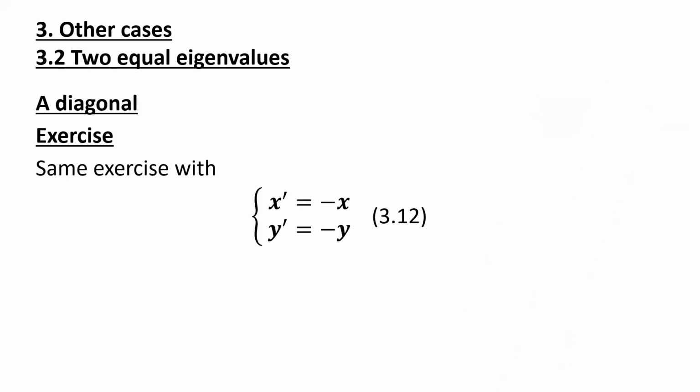So next, now, this one is very easy, but we have to draw the solutions, right? It's when you have two equal real eigenvalues and you can diagonalize the matrix. So in fact, the matrix is diagonal.